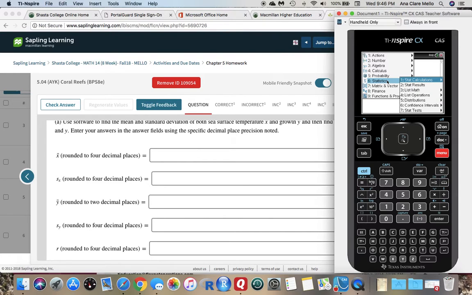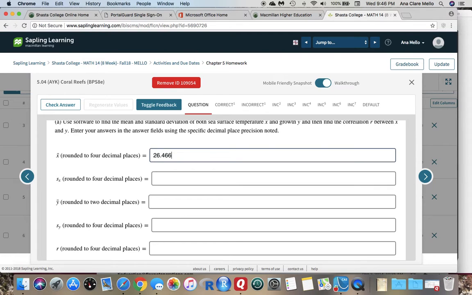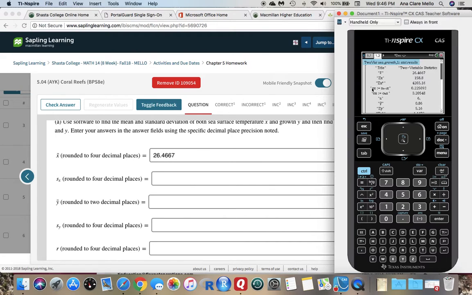So you would press stat, calc, and down to two var stats, which is the second one, and you want to make sure you pull from L1 and L2. So my first one, and second one, and so our x bar was 26.4667. They wanted it to 4 decimal places, 26.4667. Our standard deviation of x right here is 0.2251.